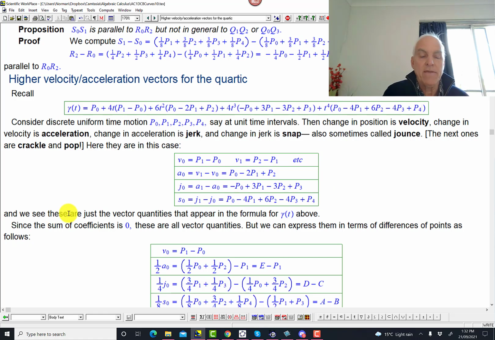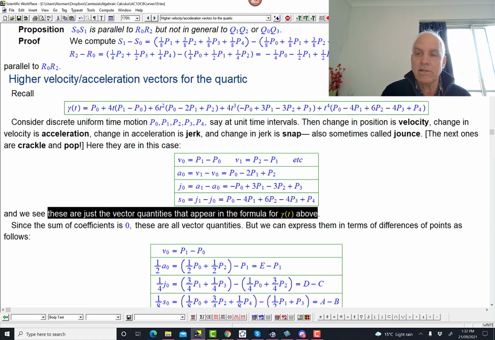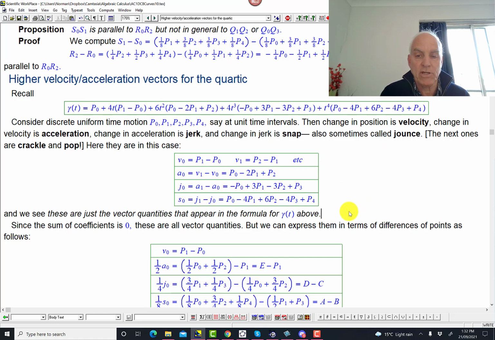So we see these are just the vector quantities that appear in the formula for gamma of t. That's, I think, a really nice observation, and a very important observation. There's something physical about these things that are appearing here. These vectors are not just random things. They are just a record of the velocity, the acceleration, the jerk, and the snap at the starting point.